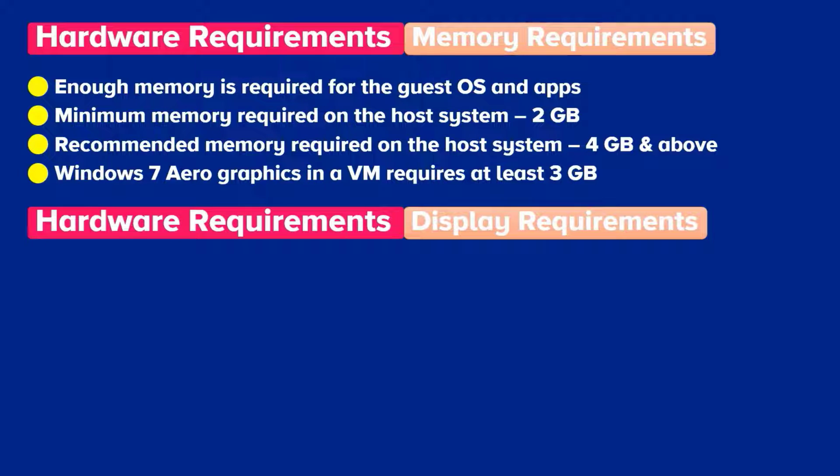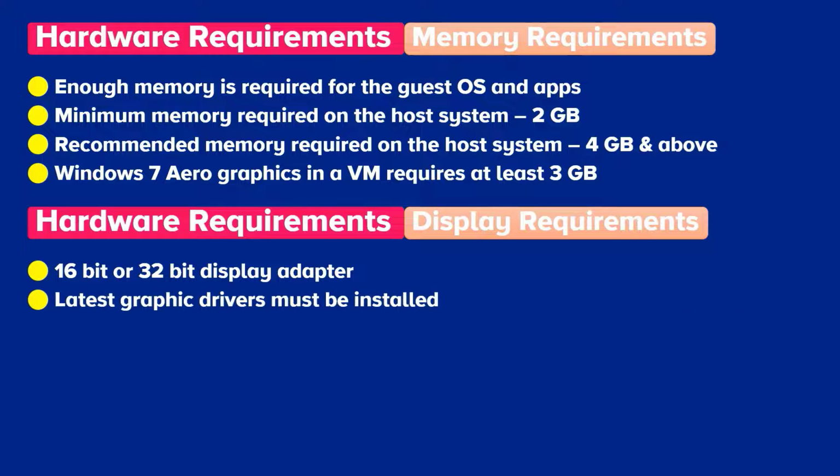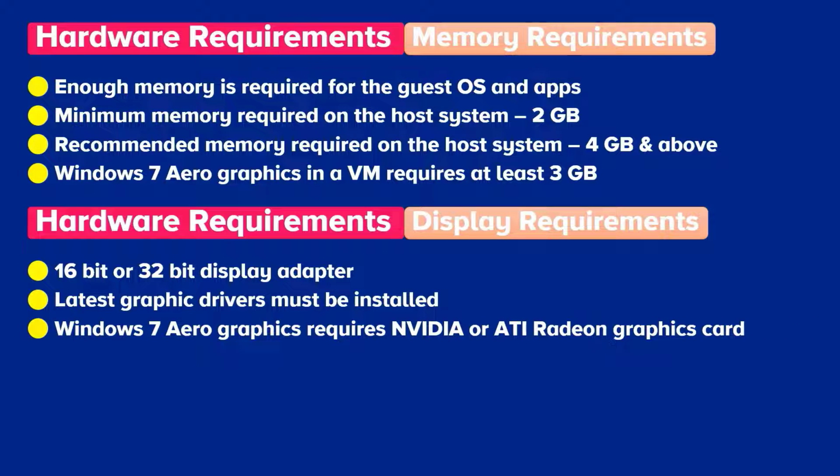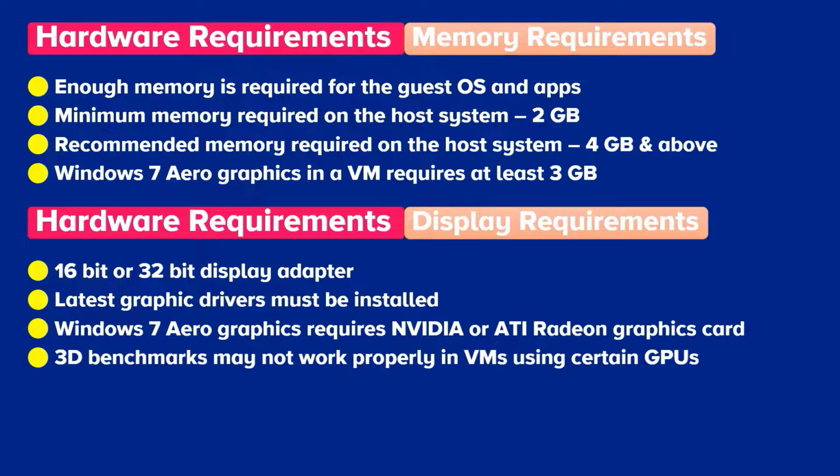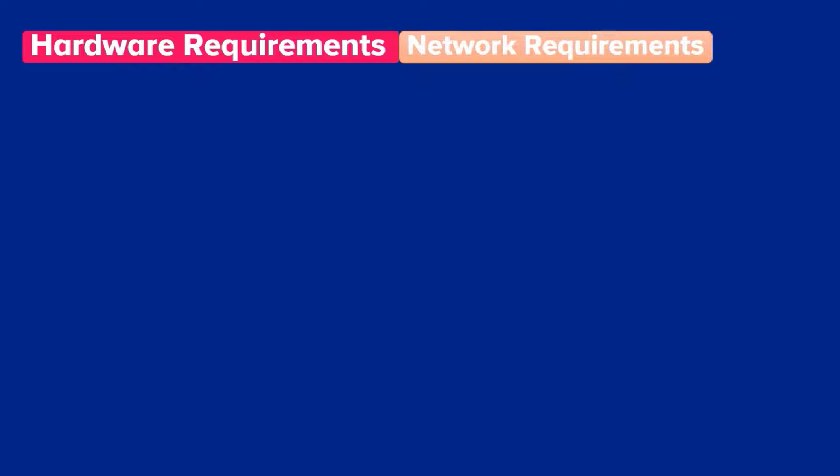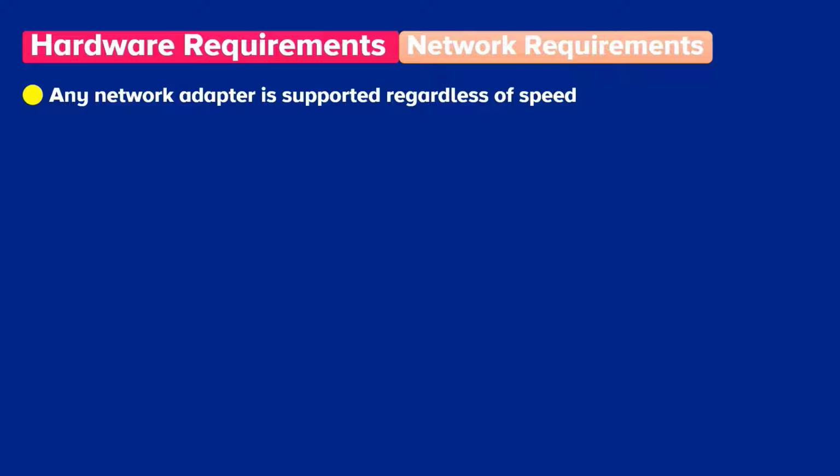The display requirements on your host OS are standard. You need to have either a 16-bit or a 32-bit display adapter, and 32-bit is the common one. Make sure you have installed the latest graphic drivers on your host OS, whether you use an internal graphics adapter or an external graphics adapter. Windows 7 Aero graphics require NVIDIA or ATI Radeon graphics card. 3D benchmarks may not work properly in the virtual machine using certain graphic cards. For the network requirements on the host OS, any network adapter is supported regardless of speed.